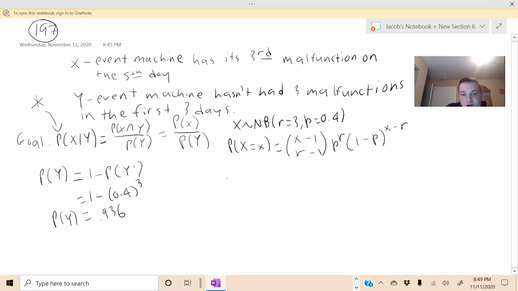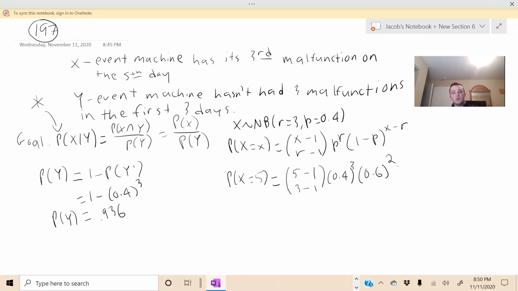So applying that to this problem, we're talking about the 5th day, so x is 5. Actually this should be 5, sorry. So we have 5 minus 1 choose 3 minus 1, times p, which is 0.4, raised to the r power, which is 3, times 0.6, because 1 minus 0.4 is 0.6, raised to the 5 minus 3 power, which is 2. Let's look over this again. This right here is what we want. We want it on the 5th day, right? So this 5 represents the day in this problem, and 3 is the number of malfunctions we have in that 5-day period. We want the third malfunction on the 5th day. That's why this is a negative binomial distribution.